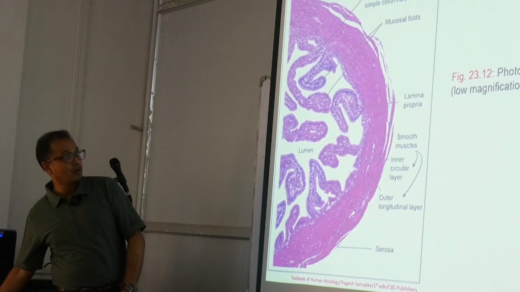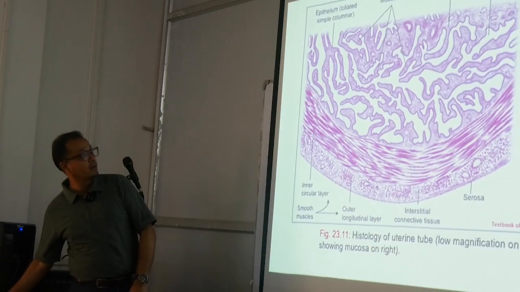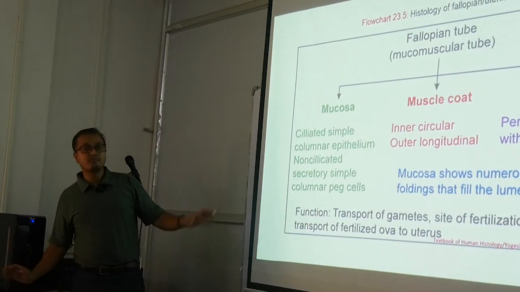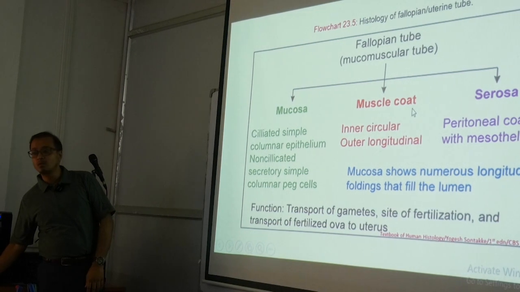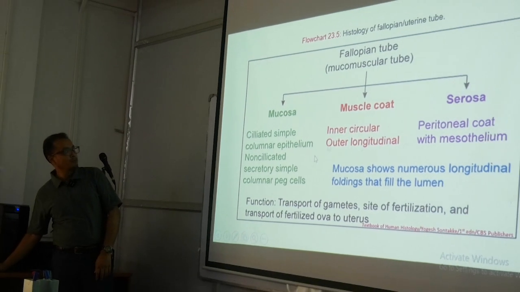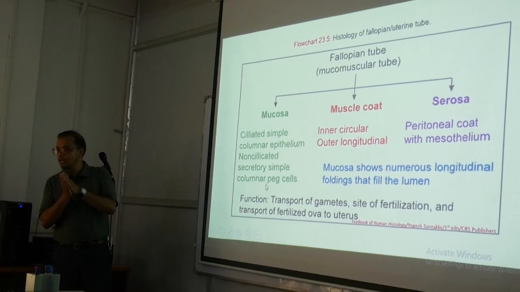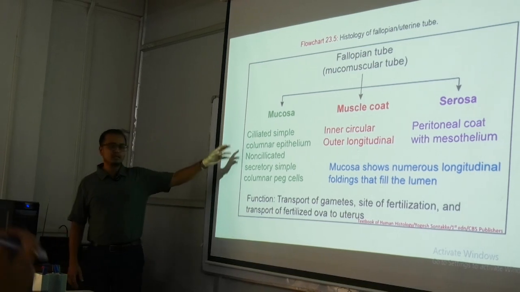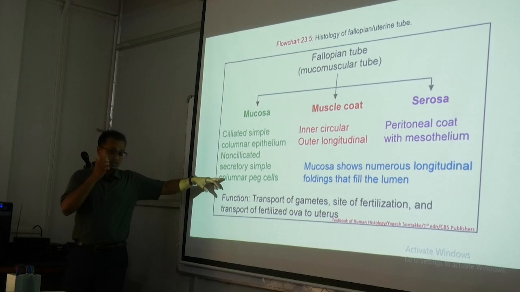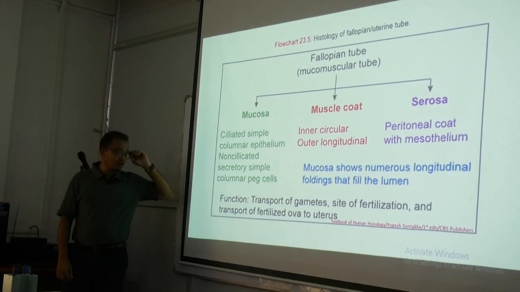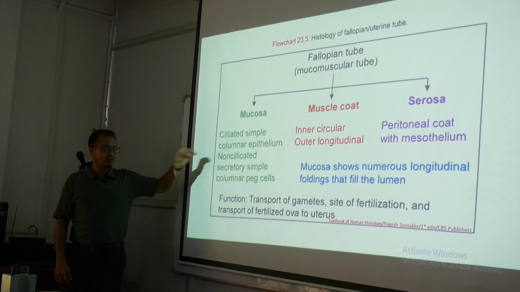So in short, or in a tabular form, these are the fallopian tube features which you are going to identify. It has a mucous layer, a muscle coat, and a serous coat. The mucosa has two elements, which are cells and the lamina propria. Of cells, there are two types: ciliated columnar epithelium and simple peg cells, which are columnar-type cells, a little bit truncated, non-ciliated. They have different functions.